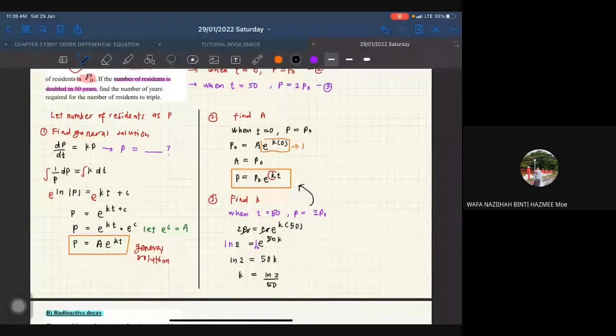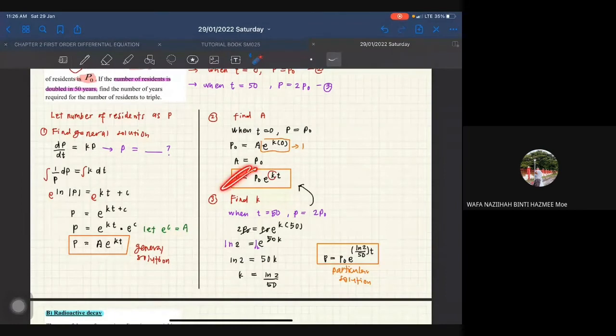Okay, so kita akan substitute balik nilai K kita, masukkan balik dalam this one. Okay, so kenapa kita masukkan balik? Sebab kita nak cari particular solution. So what you get is P equal to P naught E power of ln 2 over 50 T. So this is our particular solution. So kita akan guna yang ini pula. Okay, so kita dah tak akan guna this one. We're not going to use this one anymore. We're just going to use this one only.